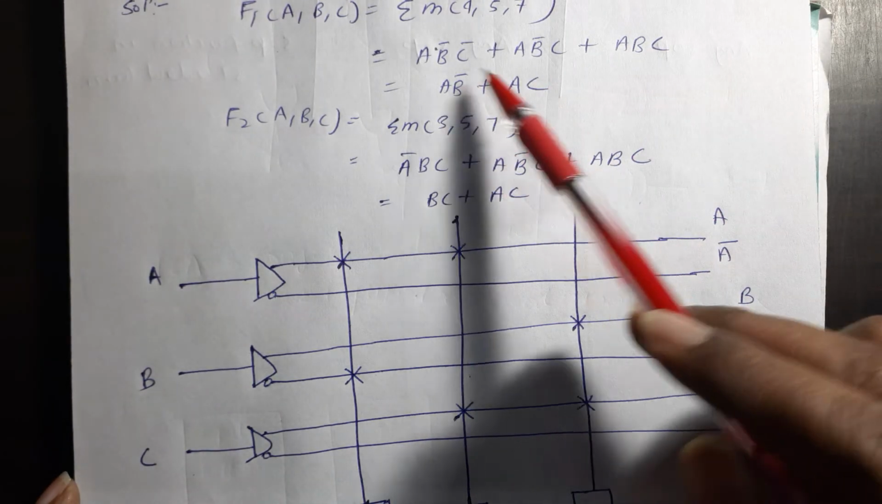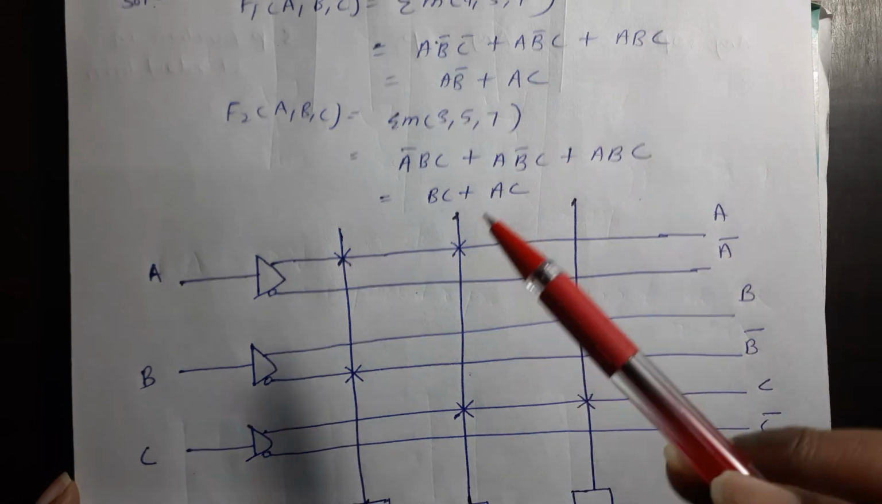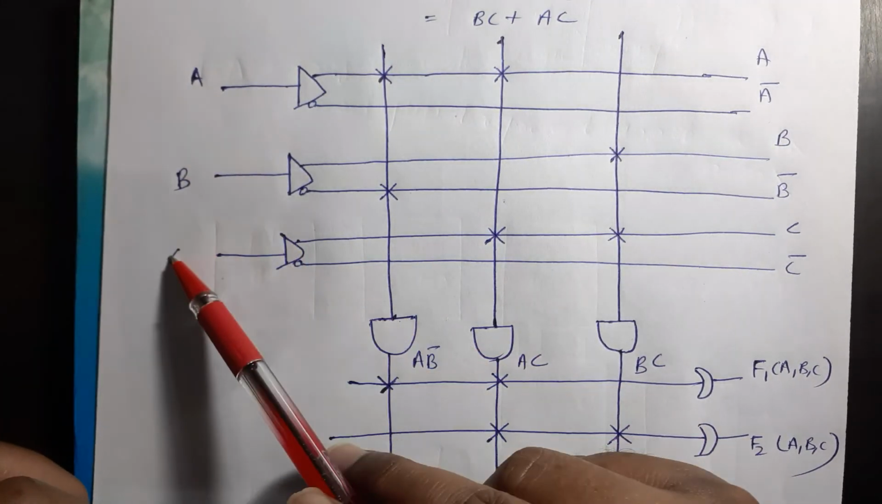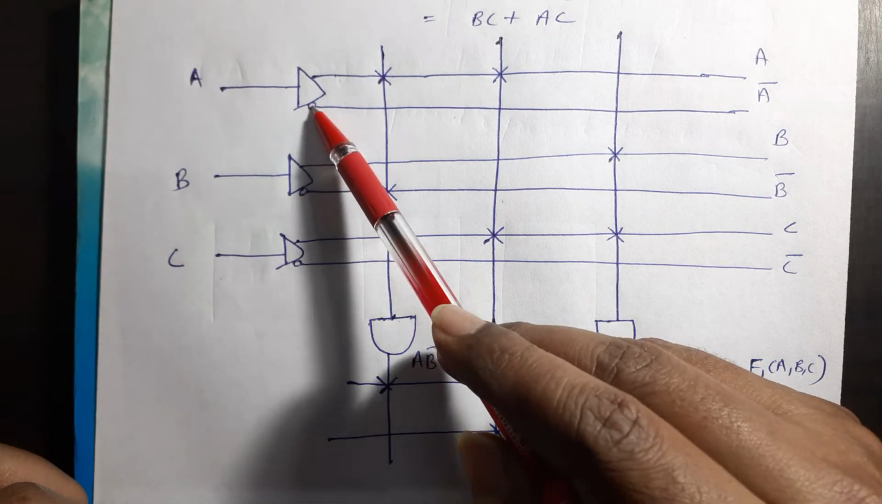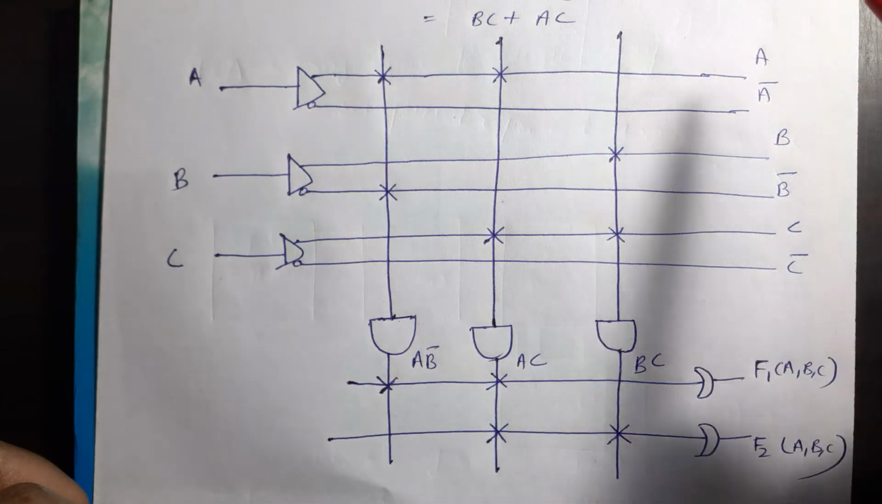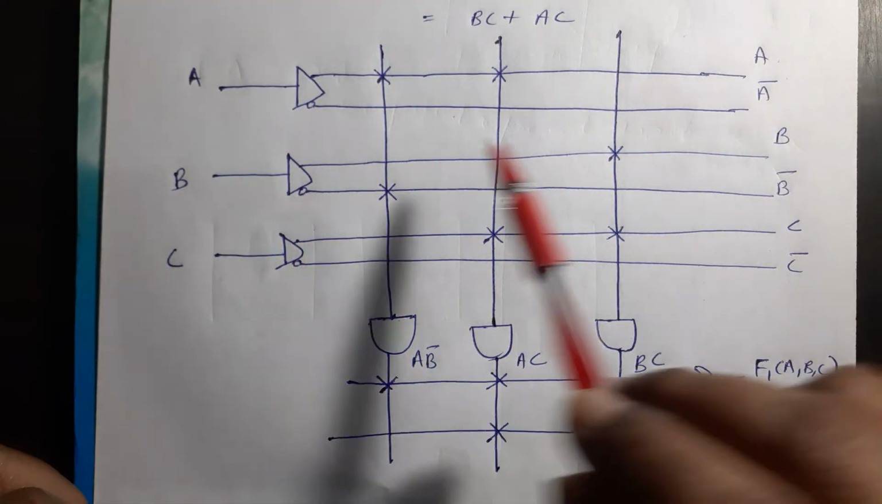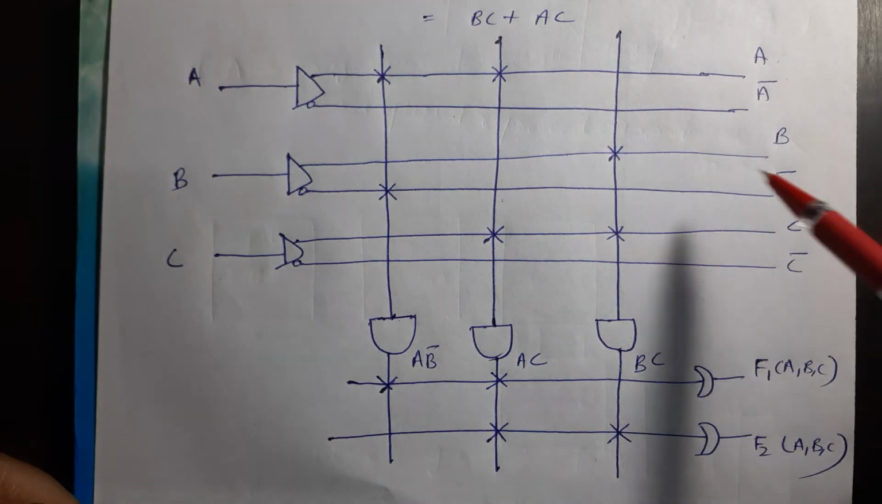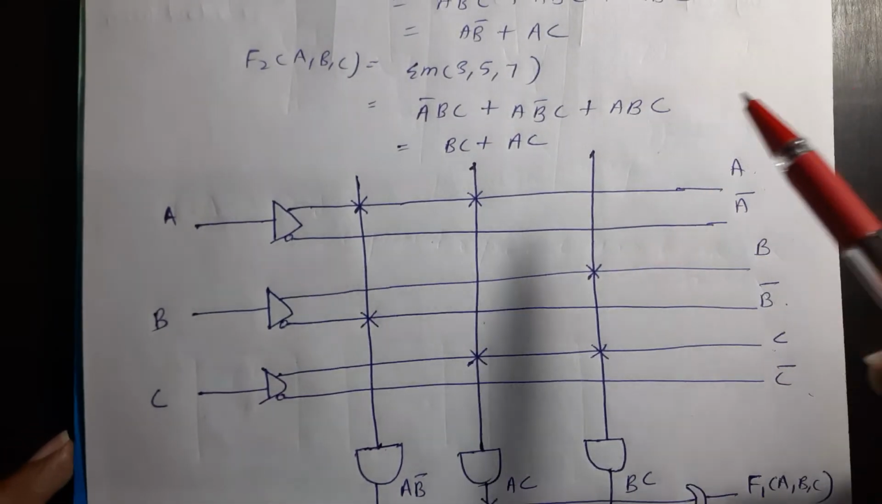Now it is to be implemented with the help of PLA. Because there are 3 inputs, each will act like a buffer and inverter both. So we can get here A, and through inverter A bar, B, then through inverter B bar, C, and through inverter C bar.